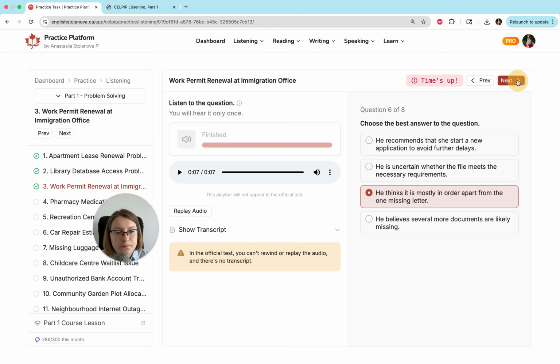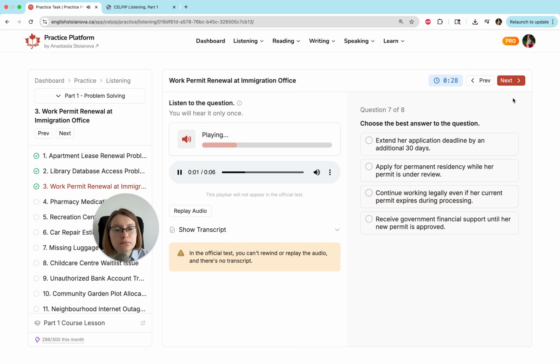Let's go. Question 7. What does the concept of maintained status allow Aisha to do? Okay, maintained status. So it's like she will keep her working status, yeah? And if you heard, so extend her application deadline. She can do it thanks to her status. She can apply for PR. No, we haven't heard anything about it. We can say no here for sure.